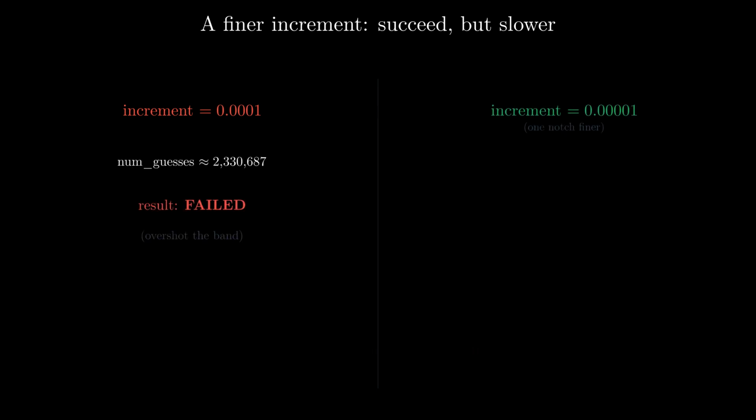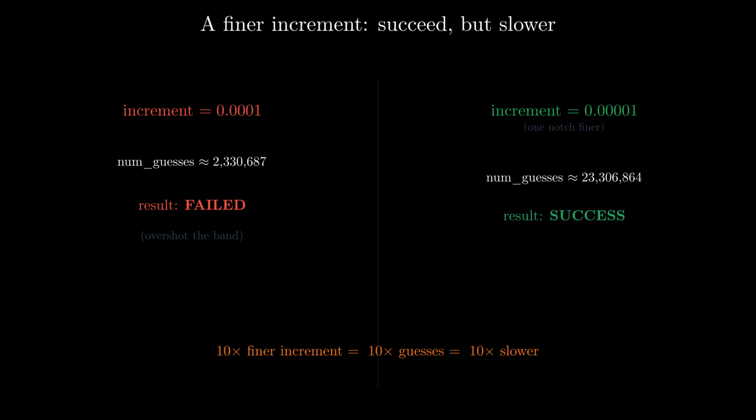Before, with the coarser increment, we made about 2.3 million guesses. Now with the finer increment, we make about 23 million guesses, 10 times as many and 10 times as slow. But this time, we do not fail. The final steps let guess squared settle inside the band instead of stepping over it. We find about 233.06864, comfortably within 0.01 of the true square root.